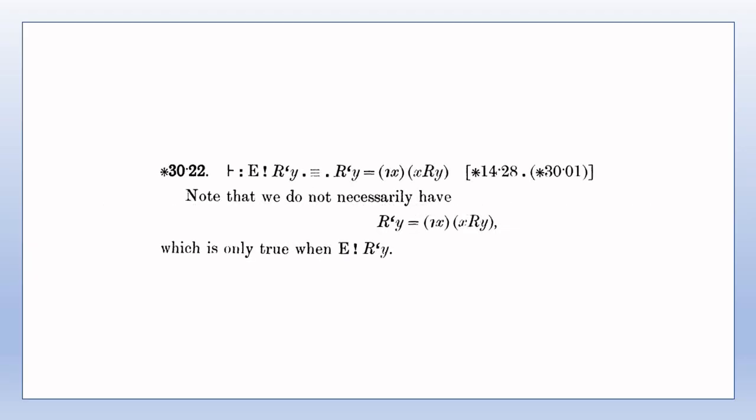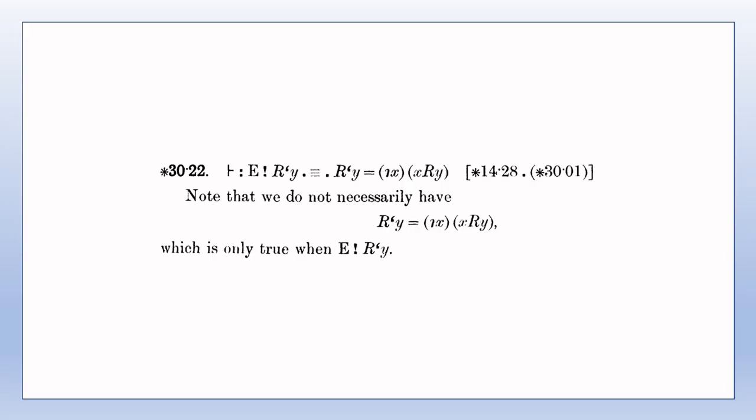For proposition 30.22, note that in the same way that we can't simply assert identity for a description with itself, since we also require that the x such that phi x exists in the sense of definition 14.02, and as we see in proposition 14.28, we can't simply assert that r primed y is equal to the x such that x r y. We require that r primed y exists, again in the sense of definition 14.02.